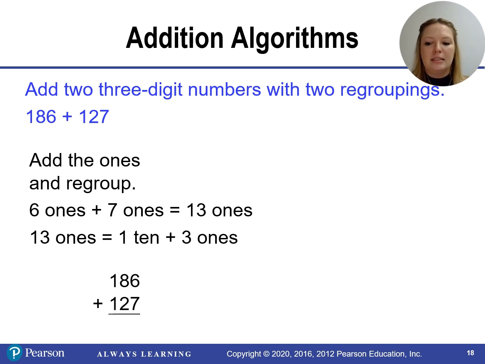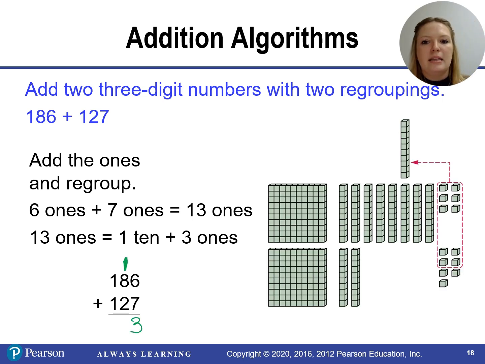We can illustrate this using our stacked chart. So what we would say is, okay, 6 ones plus 7 ones is 13 ones, which is 1 ten and 3 ones. And I can see this in my base 10 block representation if I model 186 with 1 hundred block, 8 tens blocks, and 6 ones, and 127 as 1 hundred block, 2 tens blocks, and 7 ones. So I group together 10 of my ones to get 1 ten and 3 ones.